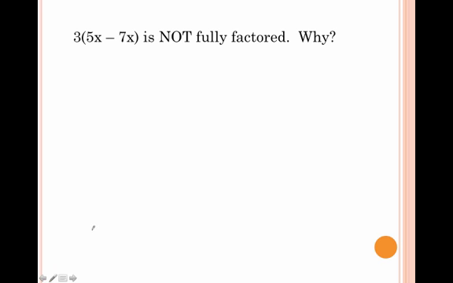Okay, so this one I'm saying is not fully factored. Why is that? Well, of course, it's because I've got an x that's common to both of them. I can pull that x out, so now I've got a 3x times 5 minus 7. So this would have been 15x minus 21x, and this is still 15x minus 21x. 10n squared plus 3, can we factor that? Nope, we can't take anything out of either of these monomials that is common to both. So this one's fully factored.